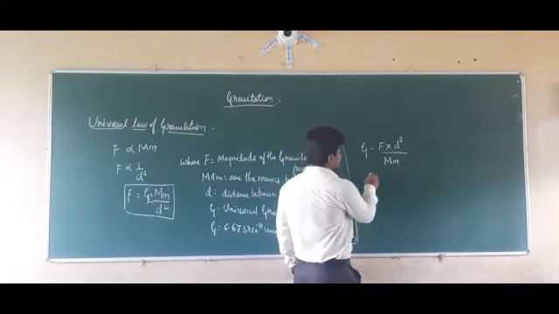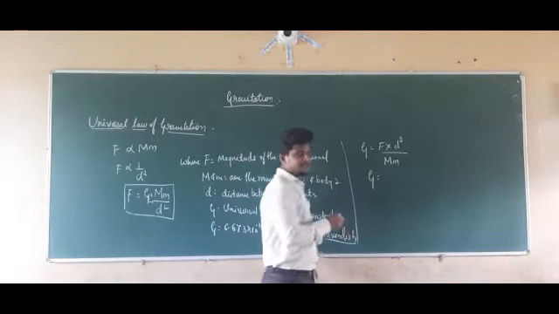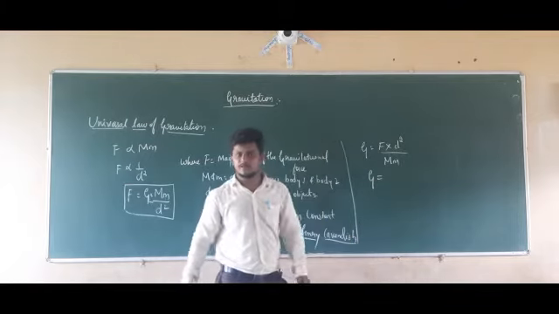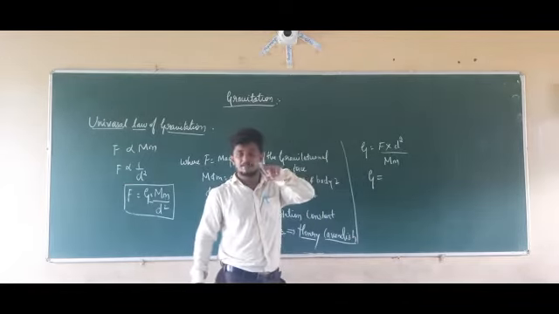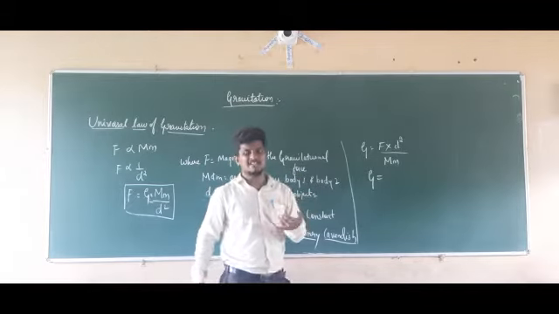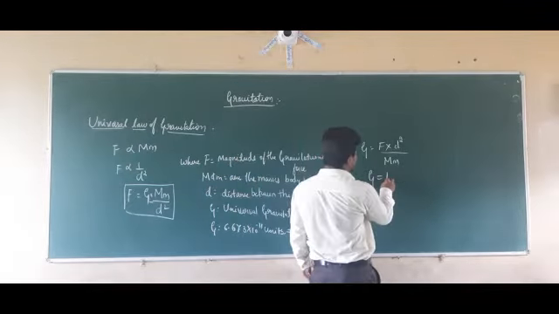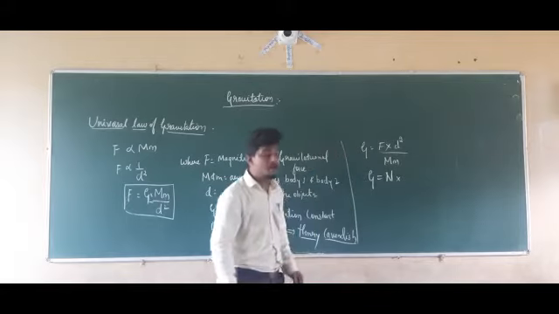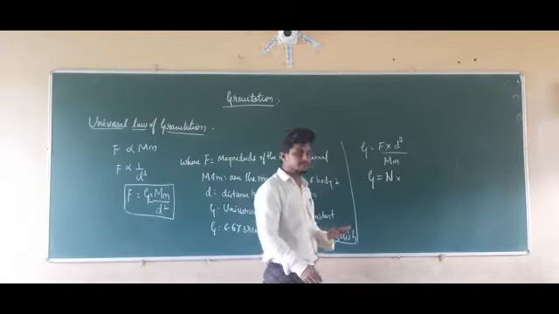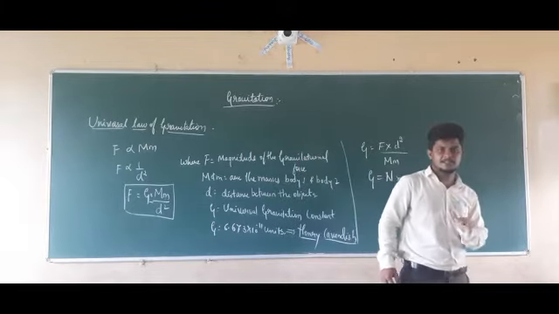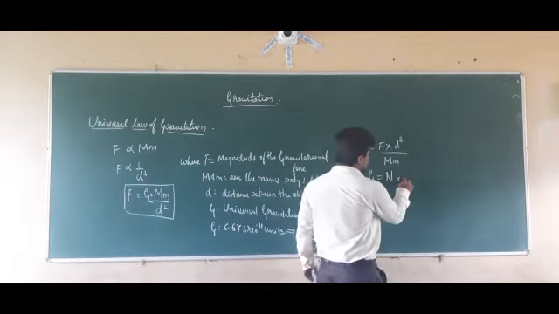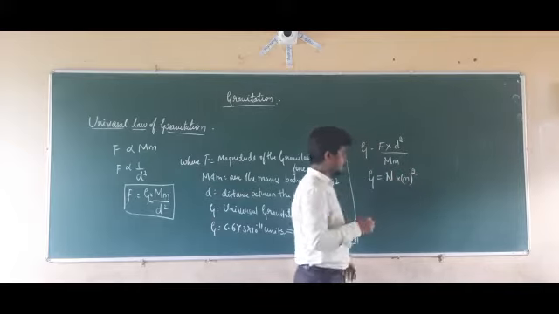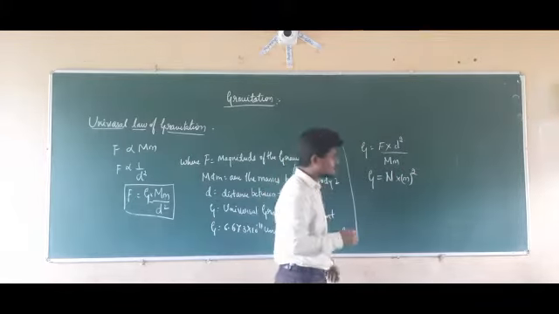Right. So what is the SI unit of the force? That is kg meter per second square, together we call it Newton. So the force SI unit is Newton. Into what is the SI unit of d, the distance? The SI unit of distance is meter, so with the square it becomes meter square.